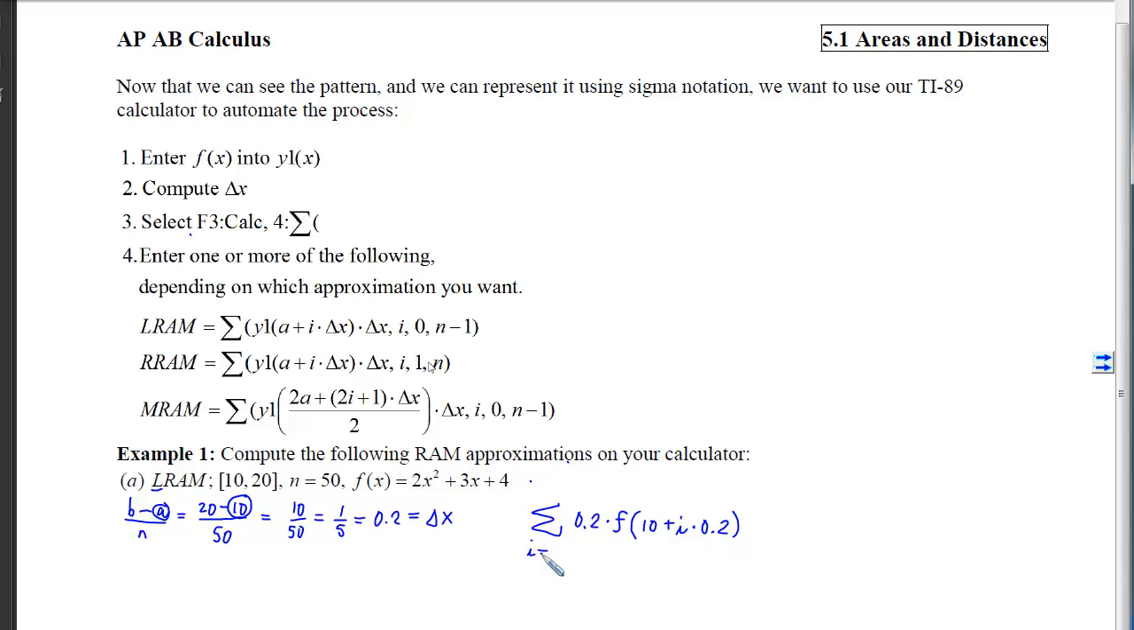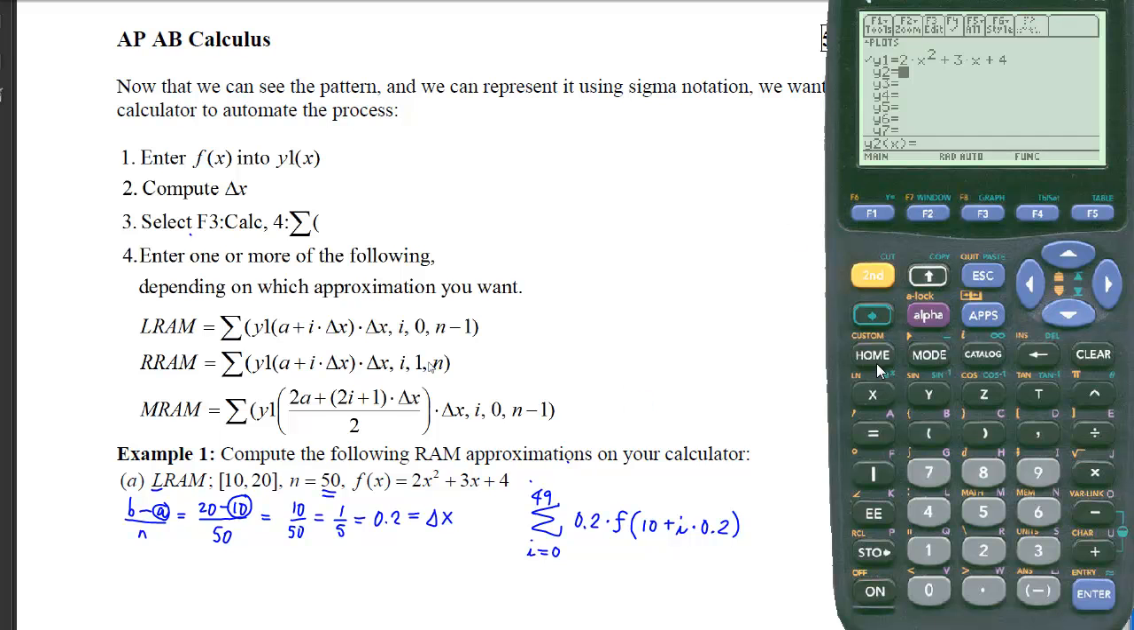So that means i is going to start at 0 and end at my n minus 1. So this is what I'm going to put into my calculator. I'm going to access the sigma notation, which is F3 Calculus menu, number 4, and then I'm going to type it in just as it's written. So let's go through that so you can see how it works.